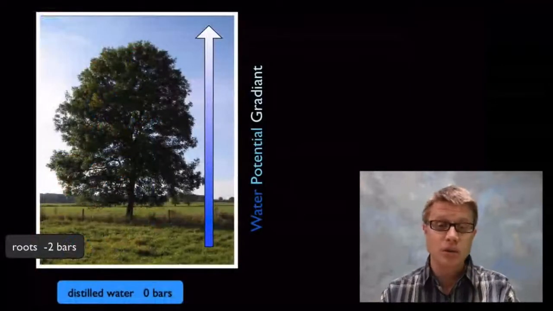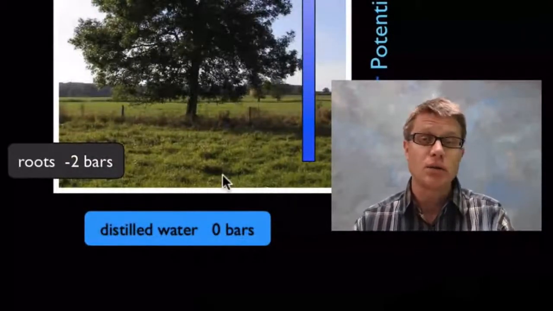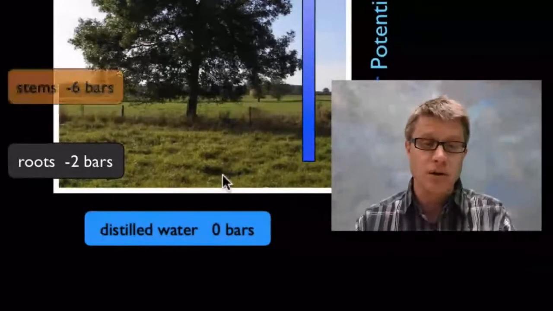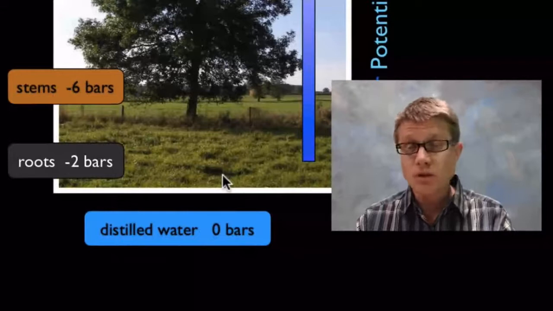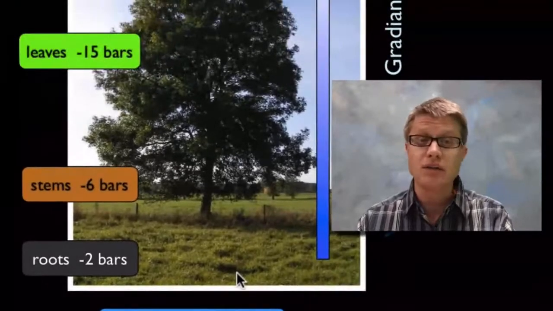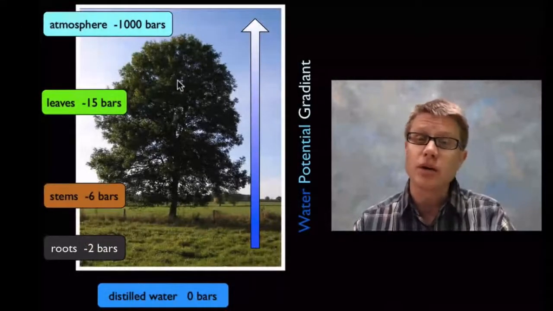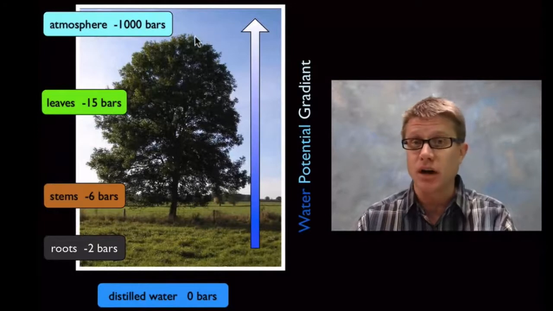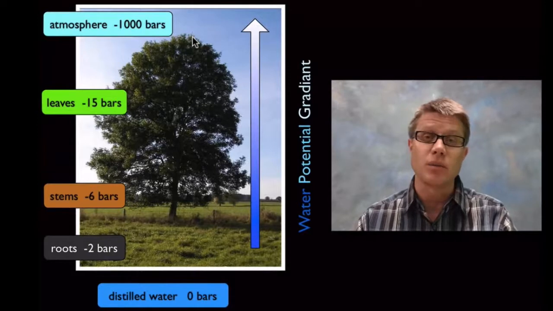So this drives water even up a tree. If you were to pour some distilled water below a tree, it's going to have a water potential of 0 bars. But the roots will be around -2, and that's because they have a lot of solutes or salts inside them. And so the water is going to flow in through osmosis, but the stems are going to have an even lower water potential, and the leaves as well, and even the atmosphere. So the water is moving up a tree along this water potential gradient. Now, what's driving that? We're evaporating all the water up at the top, so there's not much water there at all. Really, really low water potential if we were to look at the leaves of a plant.